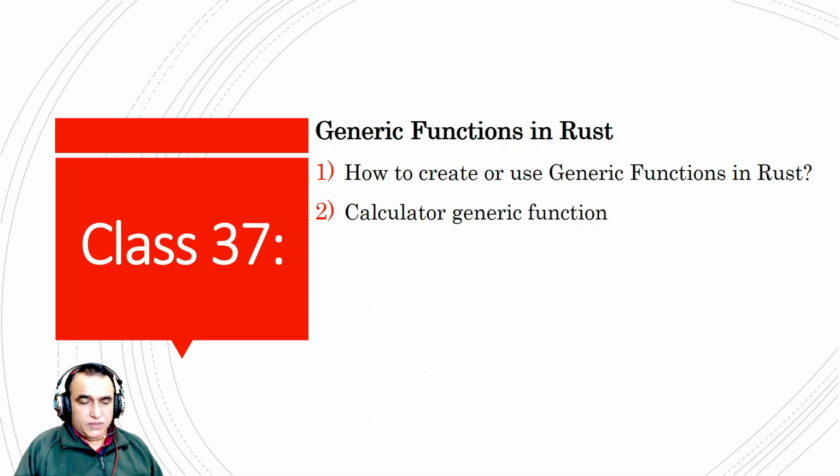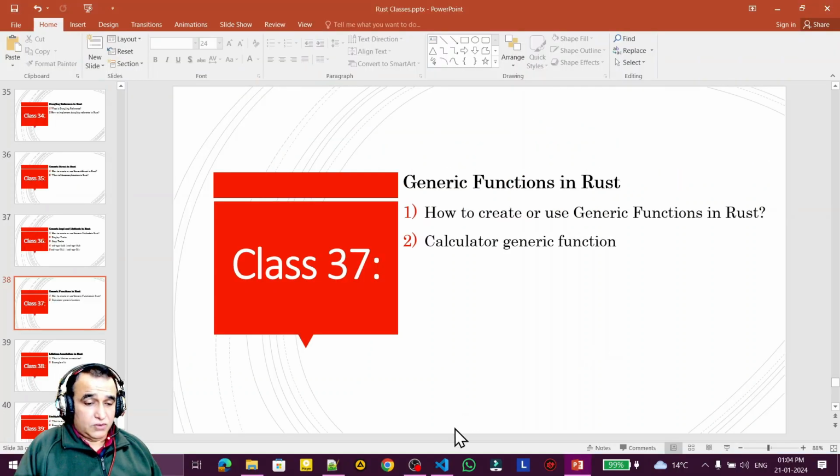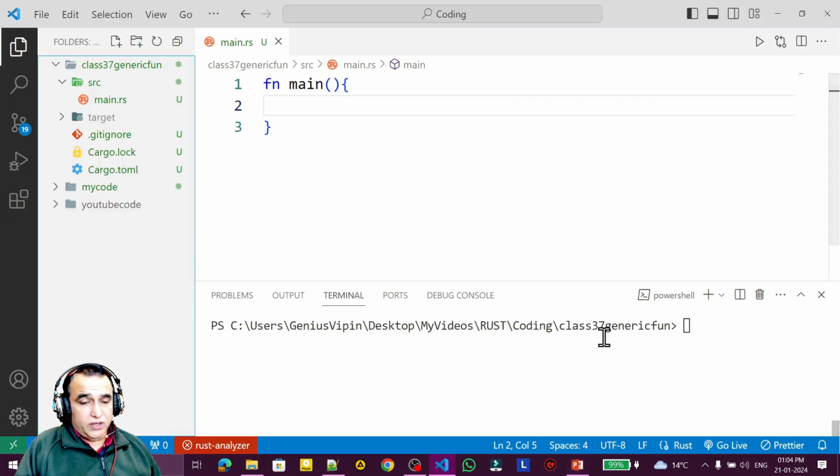In this video number 37, we are going to learn how to implement generic function in Rust. For that, we are going to use the example of calculator function. So let us start. For that, I have already created a class number 37 generic function and we have a main also. So here I create two variable.